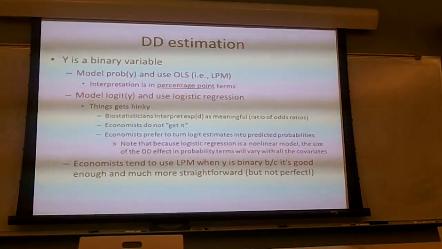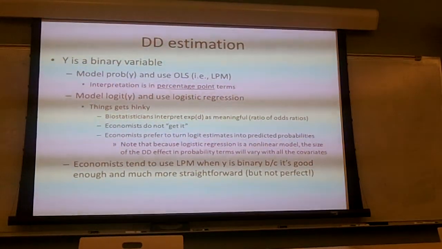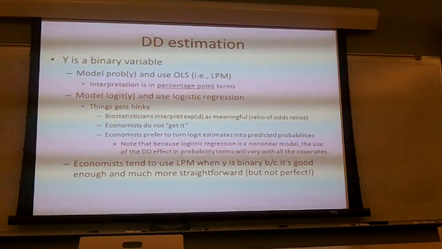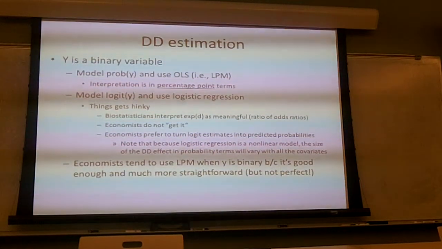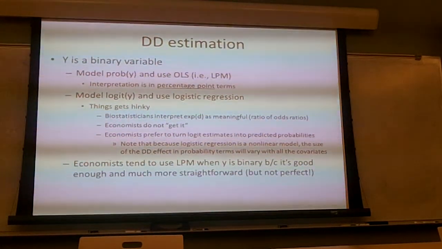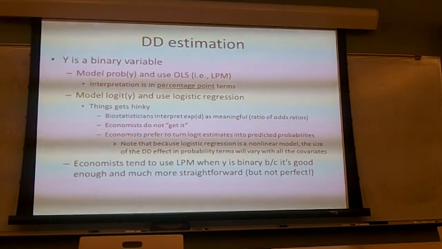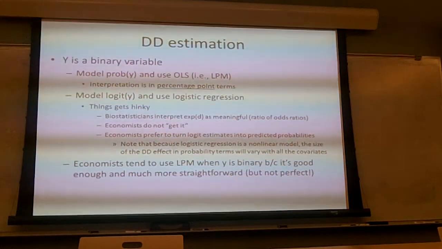Or we can also model the logit of y, use logistic regression, which is what the statisticians and epidemiologists, I think, would generally use. But here's where I would say things get hinky. It all goes back to how interpretable a ratio of odds ratios, which are themselves ratios of odds, really is. Well, me, I don't speak for other people, but I don't get it. Literally, how would you interpret a ratio of odds ratios? It can't be done. It's beyond me.